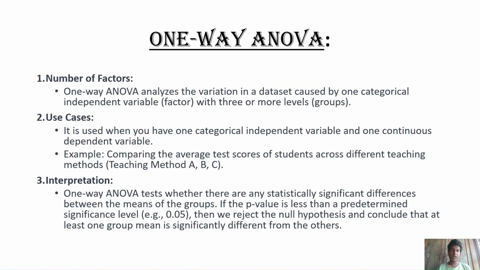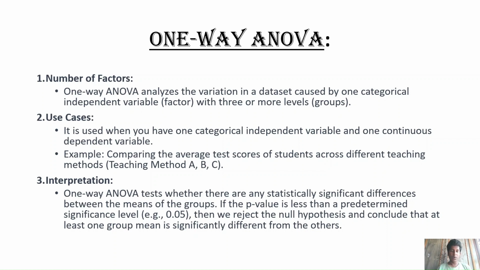One-way ANOVA. Number of factors. One-way ANOVA analyzes the variation in a dataset caused by one categorical independent variable or factor with three or more levels, meaning groups. Use cases. It is used when you have one categorical independent variable and one continuous dependent variable. Example, comparing the average test scores of students across different teaching methods A, B, C.